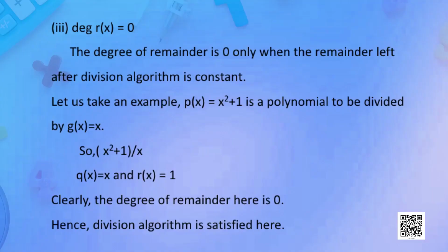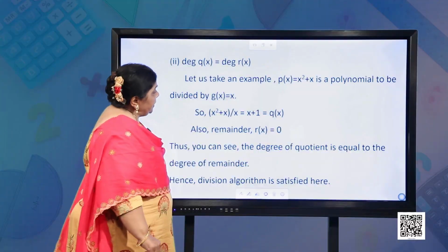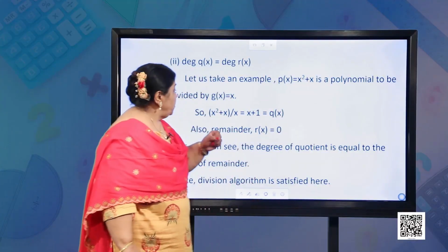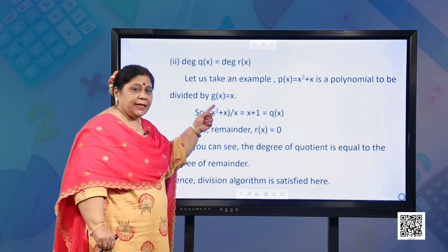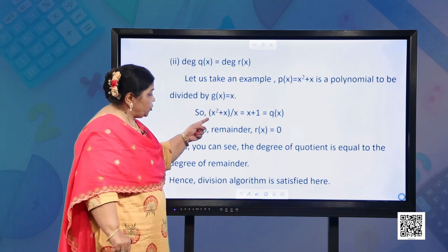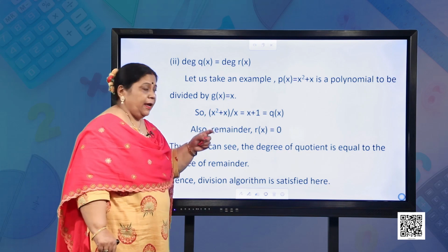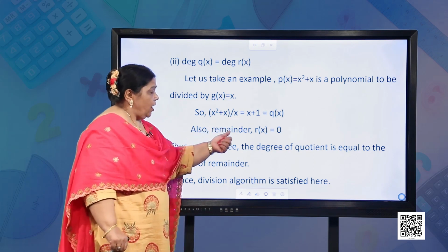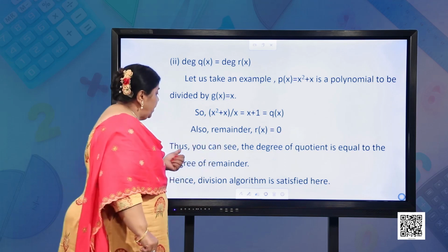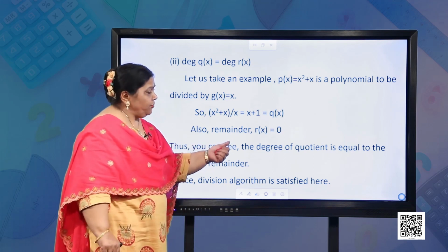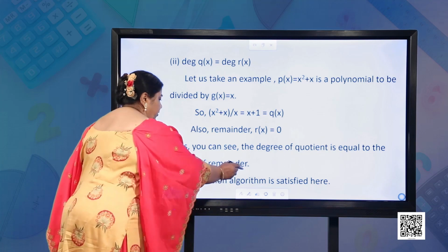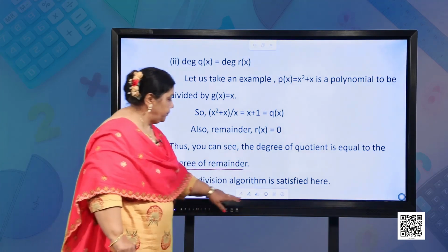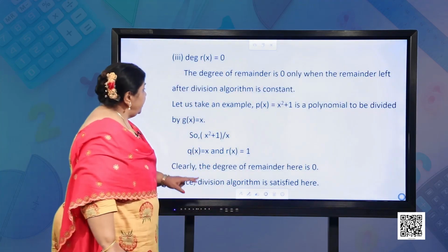Degree of quotient should be equal to degree of remainder. Let us take an example. P of x is equal to x square plus x is a polynomial to be divided by g of x, that is equal to x. So, x square plus x divided by x will give me x plus 1, that is equal to q of x. Also remainder r of x is equal to 0. Thus, you can see that degree of quotient is equal to degree of remainder. Hence, the division algorithm is satisfied here. Let us look into the next part.